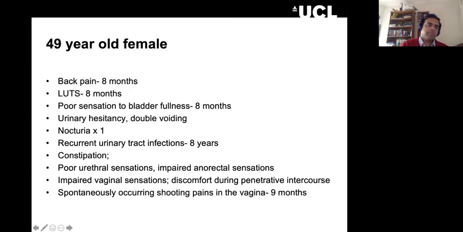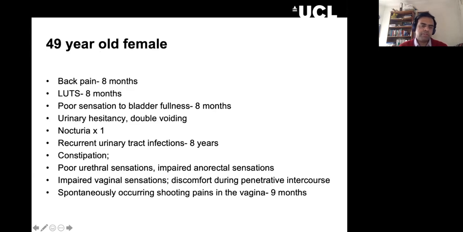So I'll give an example of a 49-year-old lady who presents with back pain of 8 months duration, and bladder symptoms of 8 months: poor sensations of bladder fullness, hesitancy, double voiding, nocturia times 1, recurrent urinary infections, constipation. She also tells about poor sensations when she's peeing, impaired anorectal sensations, impaired vaginal sensations, discomfort during penetrative intercourse, and spontaneously occurring shooting pains in the vagina for 9 months.